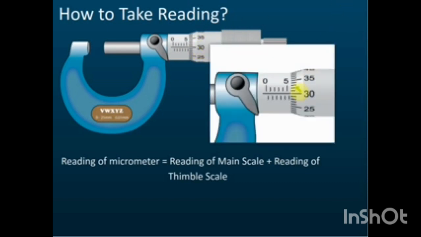For example, this one. On the main scale, each division is 1 mm: 0, 1, 2, 3, 4, 5, 5 mm. But in the middle of these two, we have another scale, right? This will be the 0.5 mm. So 0, 0.5, 1, 1.5, 2, 2.5, 3, 3.5, 4, 4.5, 5. So here, the reading of the main scale is 5.5.